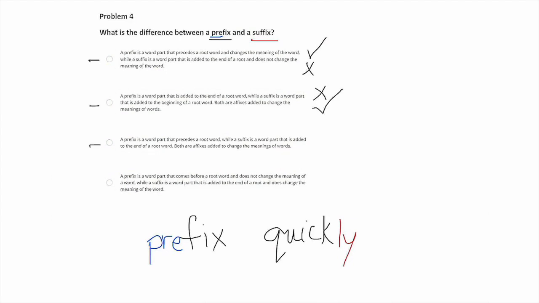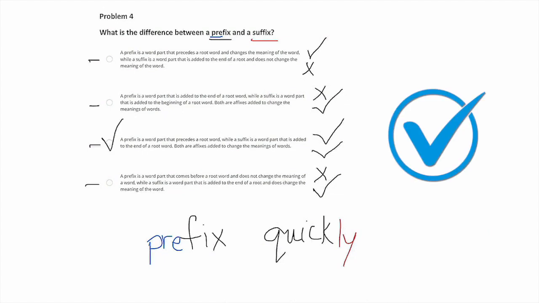The third option, a prefix is a word part that precedes a root word, while a suffix is a word part that is added to the end of a root word. Yes, both are affixes added to change the meanings of words. Yes, that is also true. The fourth option, a prefix is a word part that comes before a root word and does not change the meaning of a word. No, it does change the meaning, so that's not true. While a suffix is a word part that is added to the end of a root and does change the meaning of the word. Yes, that part is true. Well, the only option that has two true statements is the third one. That is our answer.